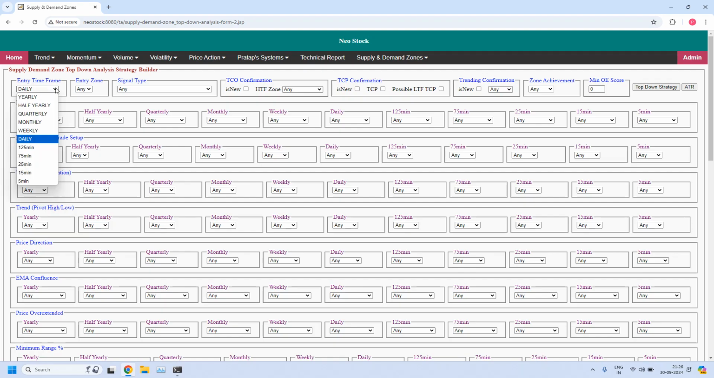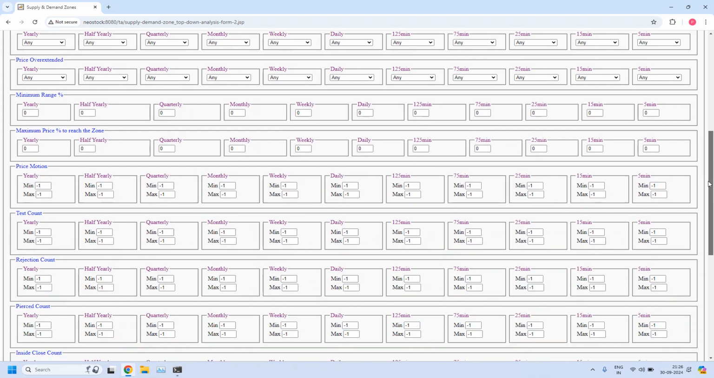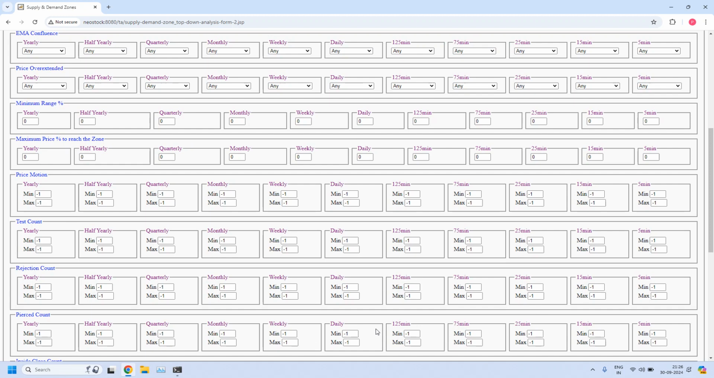Entry time frame should be daily, entry zone should be demand zone, and in bullish or bearish trade setup at daily time frame, that is entry time frame, I am selecting bullish. This daily demand zone should not be pierced. So in the pierced count at daily time frame, I am setting minimum value 0, maximum value 0. That indicates zone pierced count should be 0. Zone pierced count 0 means the zone is not pierced.